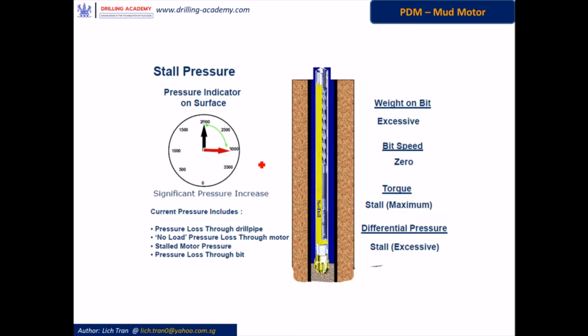Alright, and when you run the motor at a very high differential pressure, sometimes you see that the pressure stalls. You have high torque, you have a high pressure indicator, high pressure shooting up on the surface. In this example, the pressure shoots up to 3000 psi. So from 3000 back down to 2000, you have 1000 psi differential here, and it may stall your mud motor.